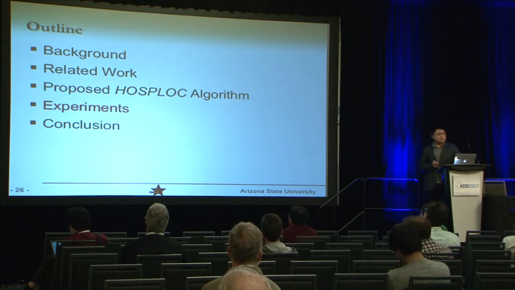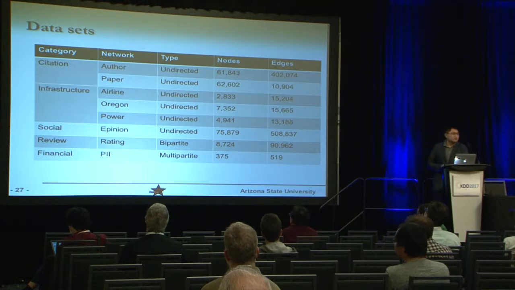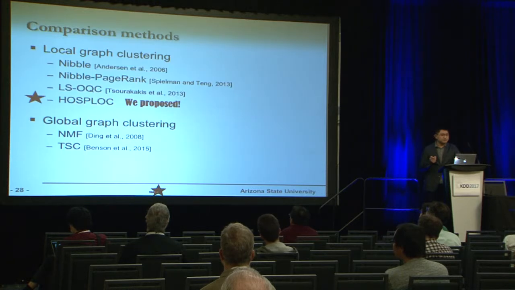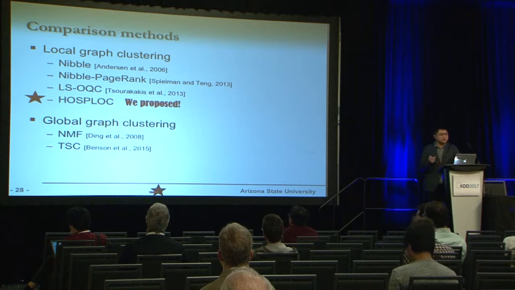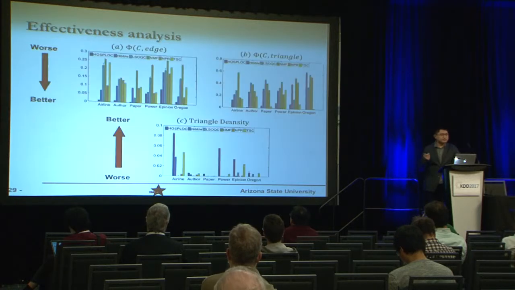Now I will show some experimental results. Here are the datasets we included in our paper. We use citation networks, infrastructure networks, social networks, review networks, and financial networks. Here are the comparison methods. We use 3 local graph clustering methods and 2 global graph clustering methods. TSC and HOSPLOC, like our method, are both high-order graph clustering mechanisms, and we use the same high-order network structure, the triangle, as the user-defined structure. I'm sorry, not the 3-node line.